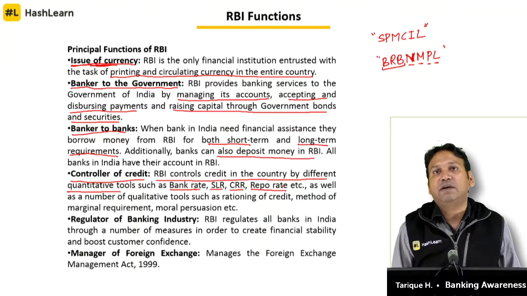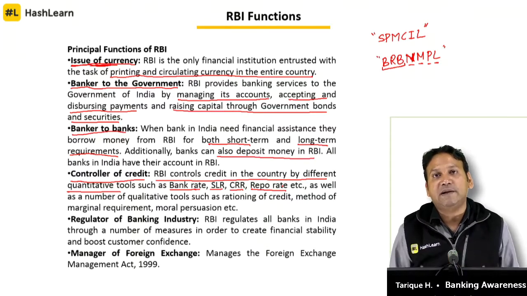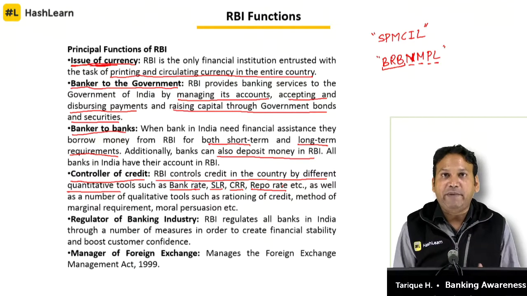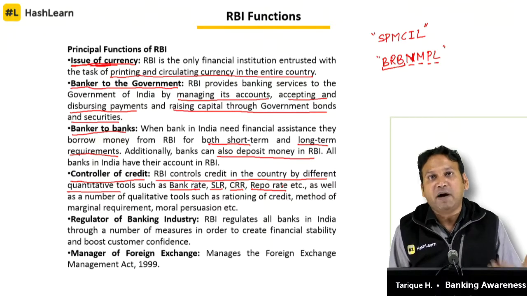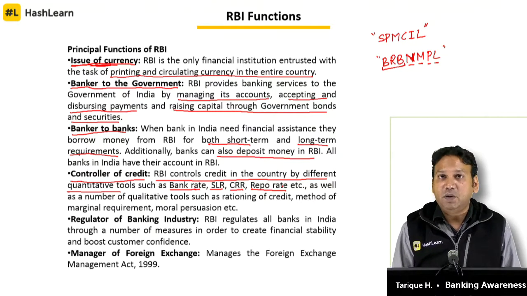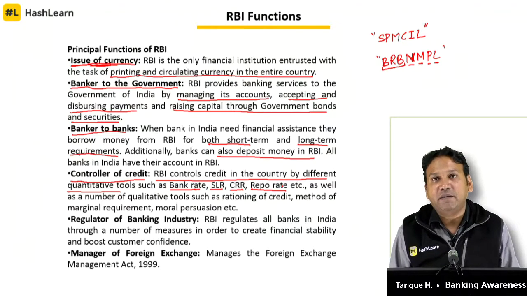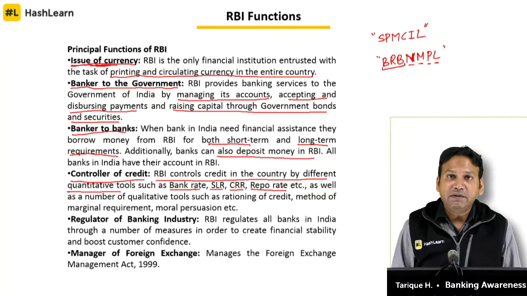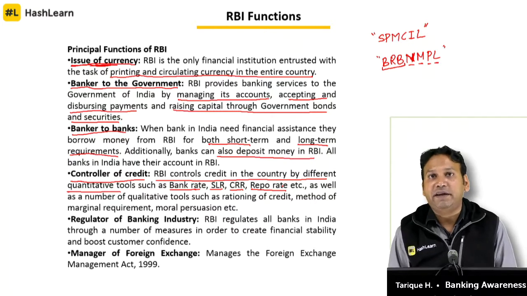Controls credit means what? Now suppose RBI wants to make it easier for people to borrow money, for banks to borrow money from RBI, and if banks can borrow money easily from RBI, then they can also lend money to people at a lower interest rate. Clear? Similarly, if it's difficult for banks to borrow money from RBI, RBI is giving money to banks at a higher interest rate, then banks will also give loans to people at a higher interest rate.